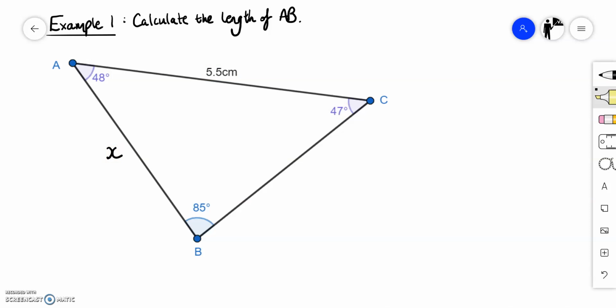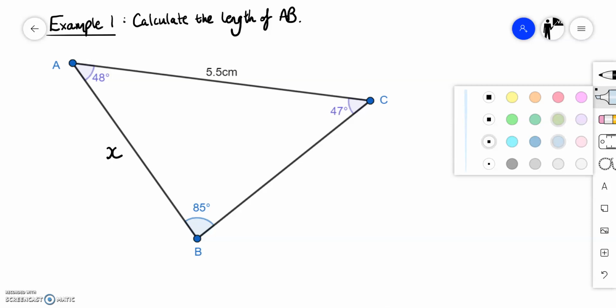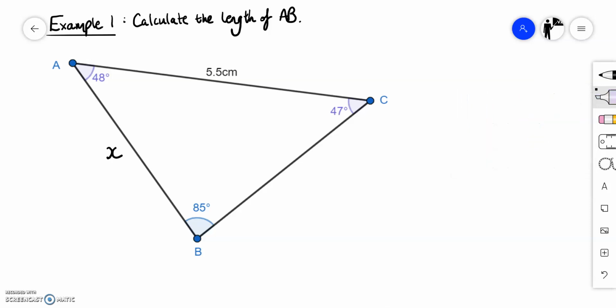Before we go ahead and calculate the value of X, it's always good to have an idea of what your answer should be roughly around. Do you notice that 85 is the biggest angle in this triangle? So therefore, because that's the biggest angle, 5.5 will be the biggest side. So we expect our answer to be smaller than 5.5 because it is opposite a smaller angle.